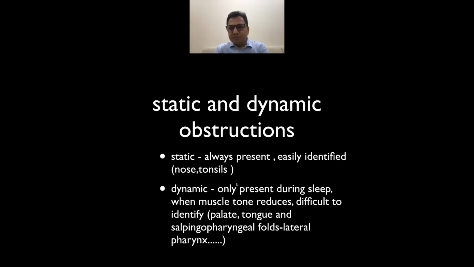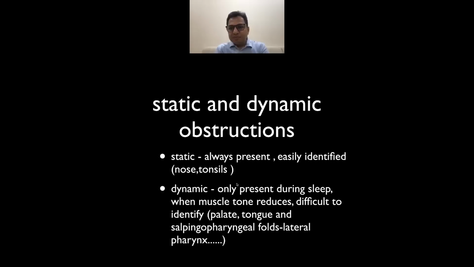We know that there are static and dynamic obstruction. Nose is a static obstruction, right? Huge tonsils, which are absolutely kissing in the midline, are static obstruction. They are even obstructing when the patient is sitting, or big lingual tonsils. So if they are very small tonsils and very small lingual tonsils, they are dynamic obstruction. But huge lingual tonsils, huge palatine tonsils, nasal obstruction, nasopharynx are static obstruction. They are always present. When the patient is awake, then also they are present, so they can be easily identified.